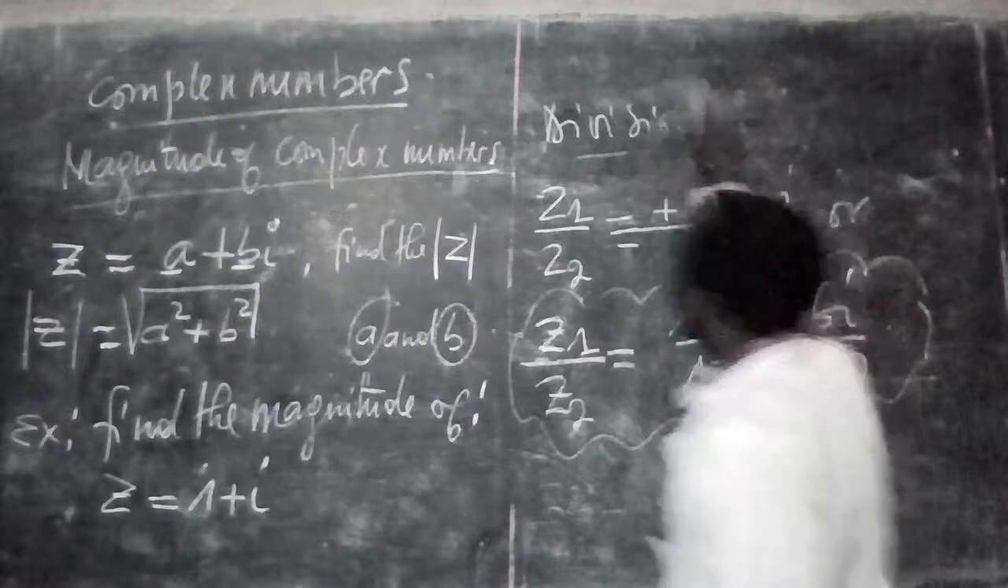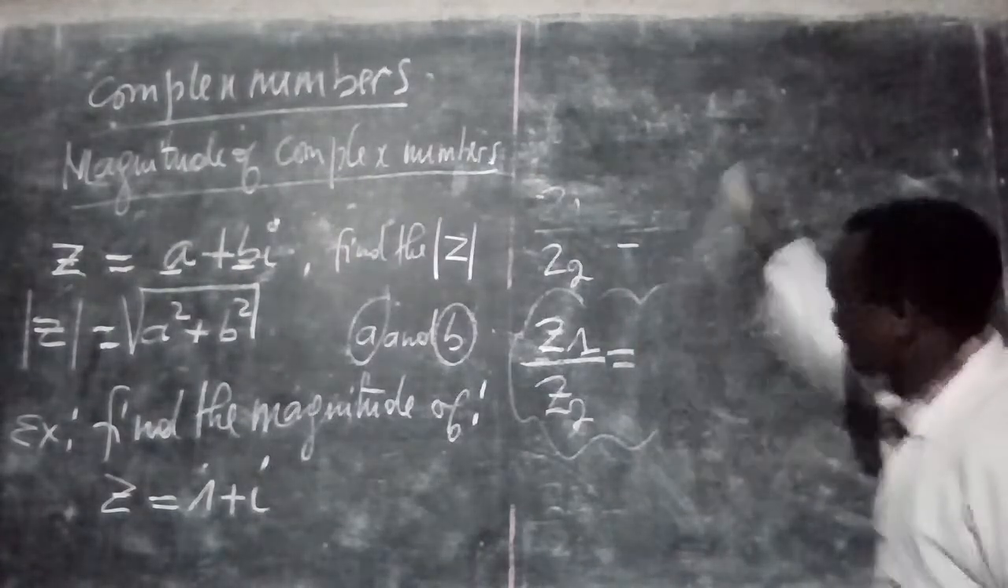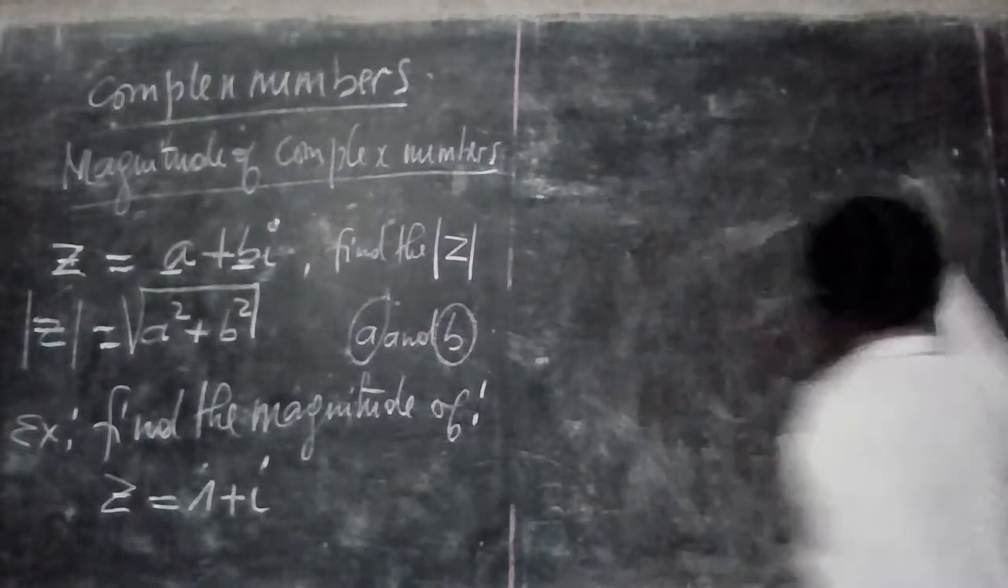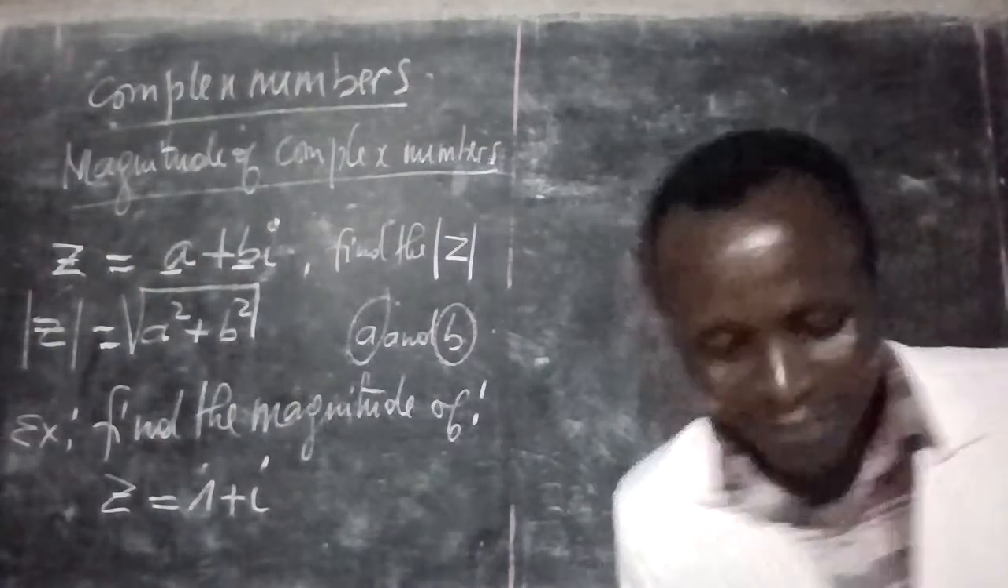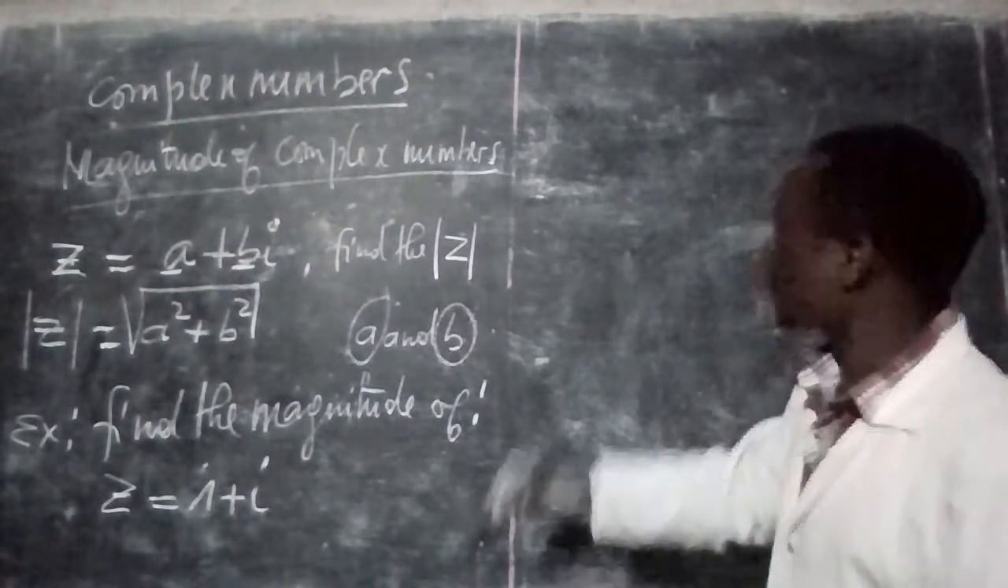Are we together there? How should we find the magnitude of complex numbers? Please don't go. Let us finish this equation. How should we find the magnitude of that complex number?